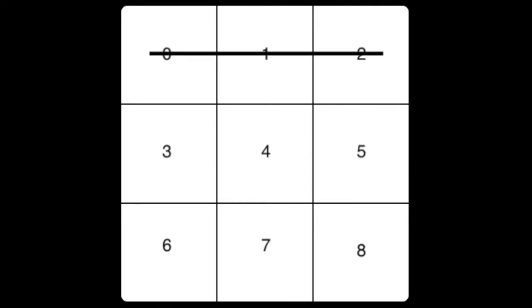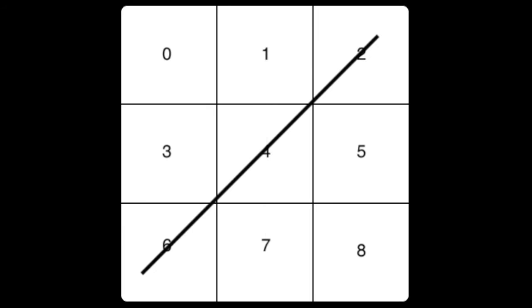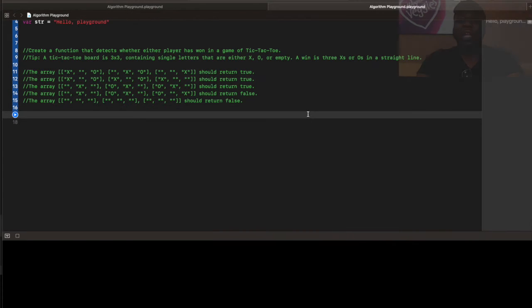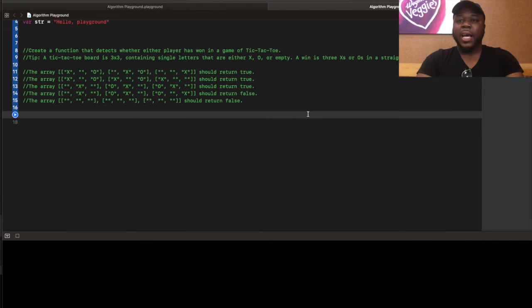We can see here that 0, 1, and 2 is a winning combination. We can also see that 1, 4, 7 is a winning combination, as well as 2, 4, 6, and so forth. Now that we understand the tic-tac-toe board and how that helps us in regards to the array of arrays and the indexes and our number patterns here, let's start solving the problem right now, okay?